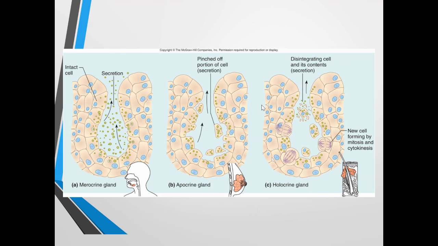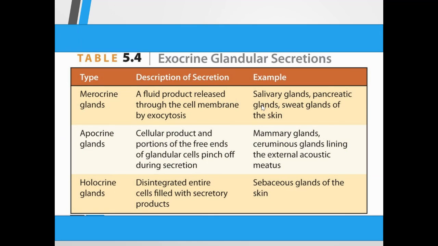And there is another slide that is going to show you the functions and the descriptions of the merocrine, the apocrine, and the holocrine gland. So you can see here the merocrine glands is a fluid product released through cell membrane through exocytosis. So that is the stuff exiting the cell. Apocrine glands, the cell products or the portions actually pinch off for secretion. And then the holocrine glands, the secretion is when the cells disintegrate, and that's when they would release their secretory products.